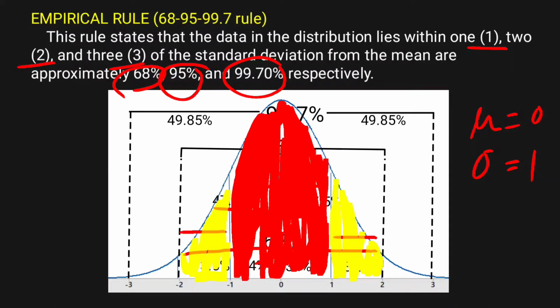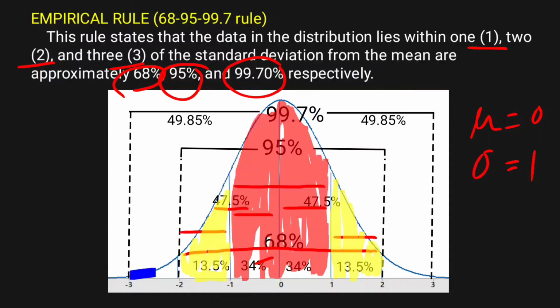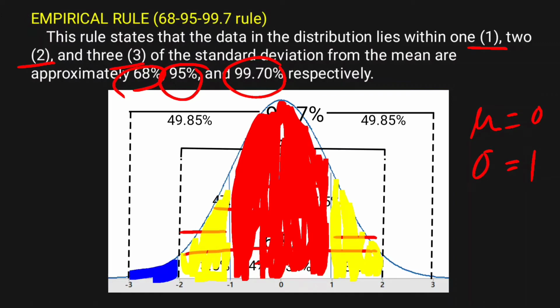So, para makuha natin itong part naman na ito, shade natin. So para makuha natin itong negative 3 to negative 2, and then itong 2 to 3, subtract lang natin ang 49.85. Subtract natin yung negative 2 to 1, which is 47.5. So pag sinubtract natin yan, so we have 2.35% yung part na ito. Yan. So itong violet na area. So 2.35% na lang siya.